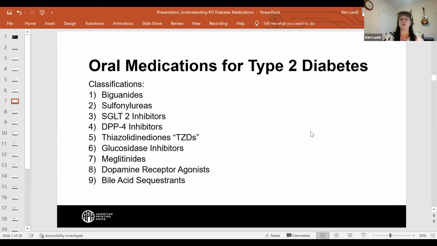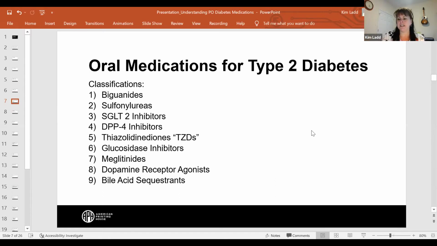All right, so oral medications for type 2 diabetes. There are actually 9 different classifications of medications. Now, like I said, I'm not going to go into every single thing about every medication, but I just want to give you some highlights so that if you're on that medication and it piques your interest, or you come up with a question, you might get the answer in this presentation, or you can wait till the Q&A session and send that in, or ask your doctor or pharmacist.